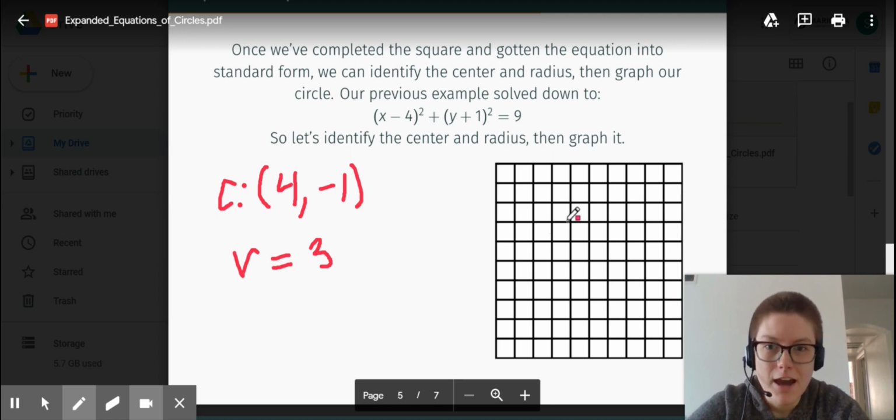All right. So we know our center is at 4, negative 1. Our radius is 3, so it needs to go up to at least 7. So say this is 8, 7, 6, 5, 4, 3, 2, 1, 0.